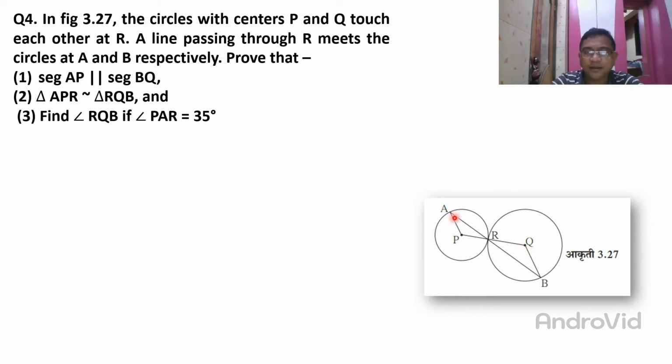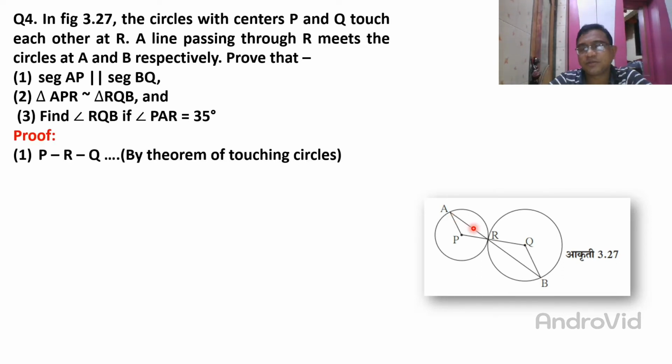This is angle A, 35 degrees. So you want to find out angle RQB. We are just starting to prove that. First, P dash R dash Q. They are two circles that touch each other externally at the point R. So the circles touch externally, and that can be shown this way.